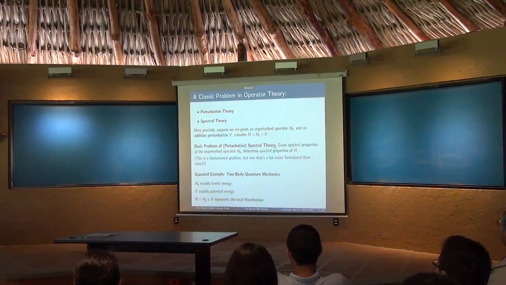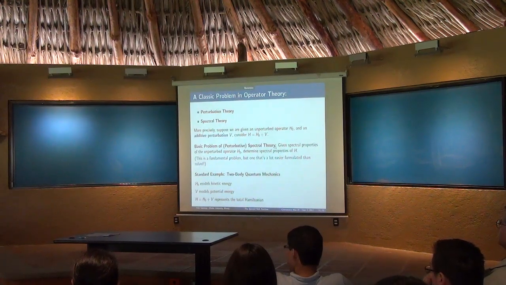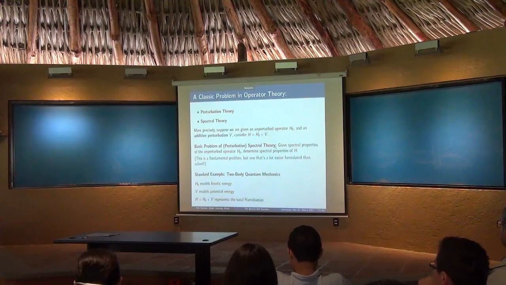So here's the basic problem. I just said it. Given spectral properties of H0, which you usually can diagonalize and you know everything about it, what can you say about the non-trivial object H? Now, as it's said in blue here, that's all a lot easier said than done, but that's why spectral theory has become a fairly independent subject over the decades. And again, here is the standard example one can think of, just very elementary two-body quantum mechanics. H0 would model kinetic energy, so the Laplacian, typically. V models potential energy, and the total Hamiltonian is represented by a sum.